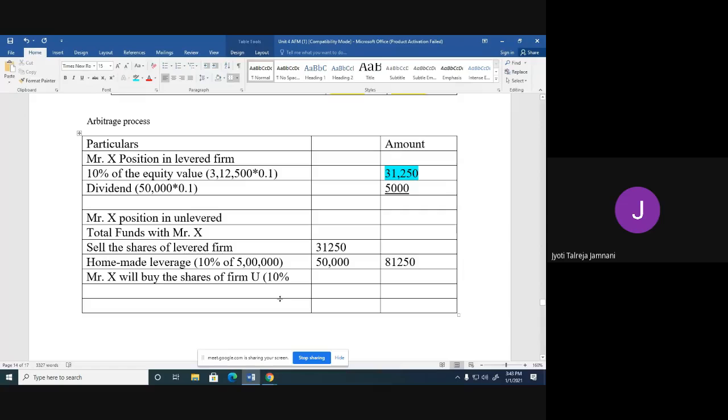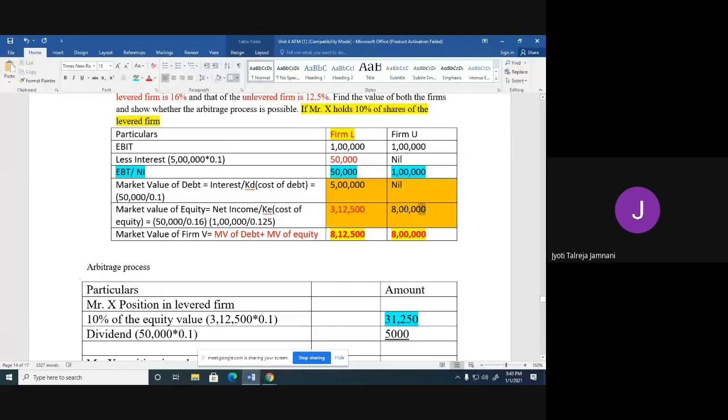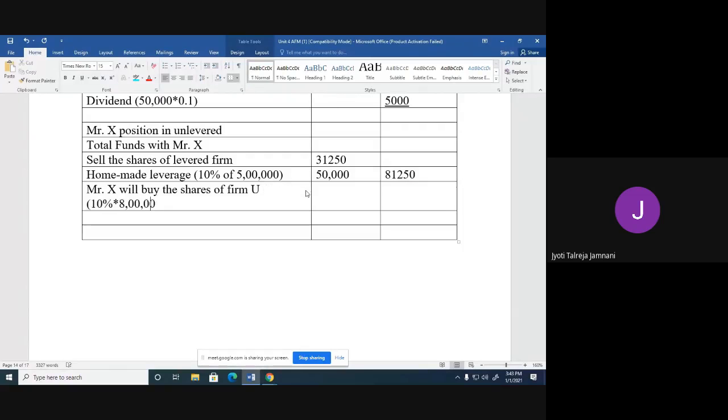So how much is 10% of the equity share value? Let's see. For firm U, if you observe, the market value of equity that we calculated is 8 lakh. So 10% of 8 lakh comes to how much? 80,000. Till here, any doubts? He was with firm L. It was an overvalued firm, so he wanted to sell the shares of firm L and go to firm U. When he was thinking of going to firm U, he saw how much money he has. So he found out his total funds. Then, using his total funds, he bought the shares of firm U. Clear?